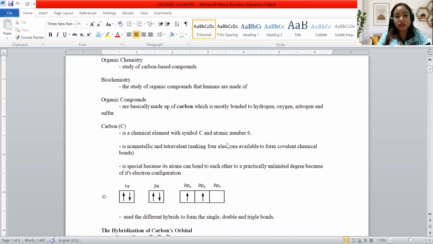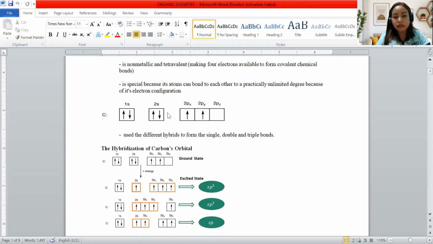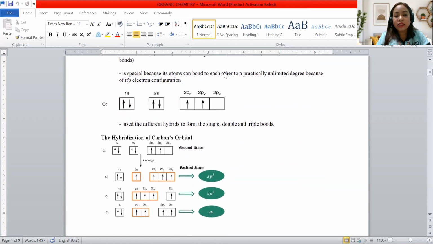So the main character of this subject is carbon. Carbon is the sixth element in the periodic table. It is non-metallic and it is tetravalent, meaning it can make four covalent bonds. This is the electronic configuration of carbon. Since in its electronic configuration it is not capable of making four bonds, it hybridizes itself. It has three different hybrids: sp, sp2, and sp3. It depends upon what type of bond is being formed.